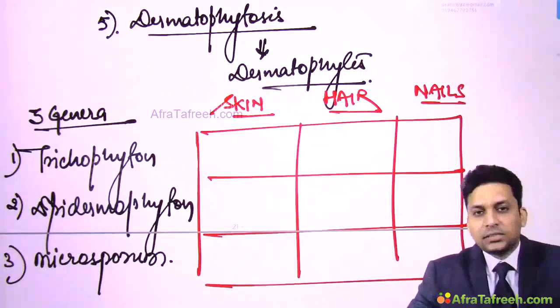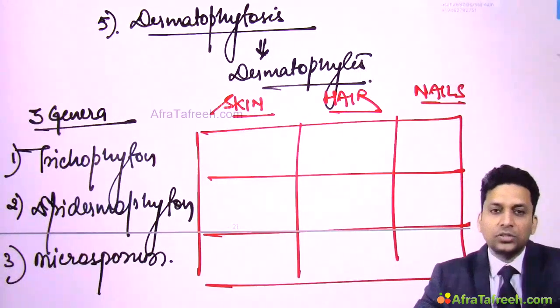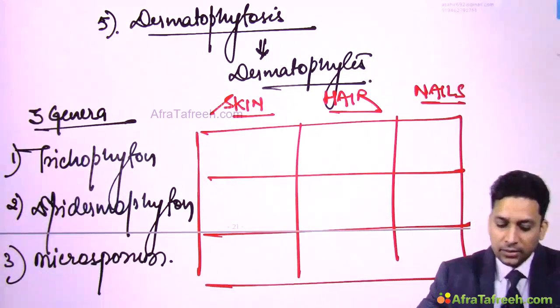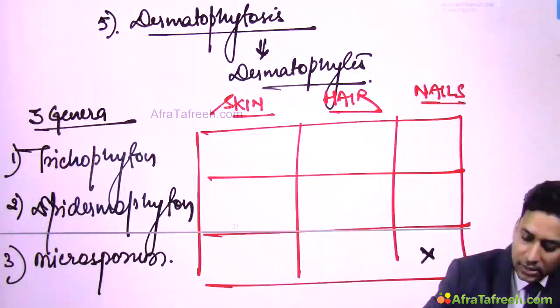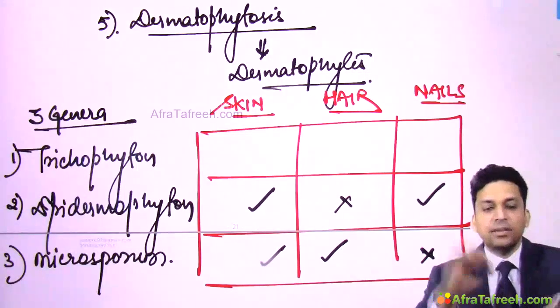But one among these do not involve hair and one among these do not involve nails. Can you tell me which one is that? So remember, microsporum never involves nails and epidermophyton never involve hair follicle. Now this is a very important point to remember.